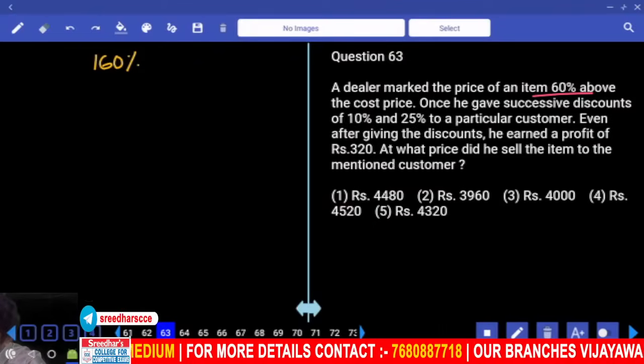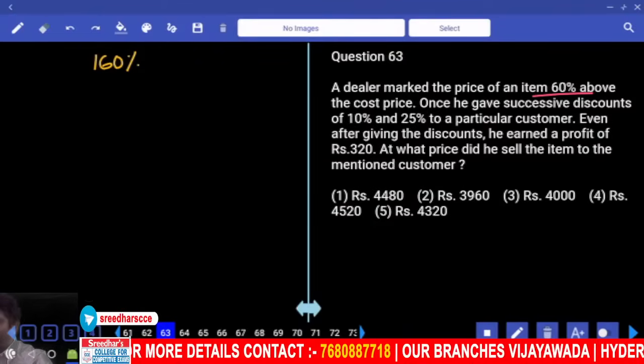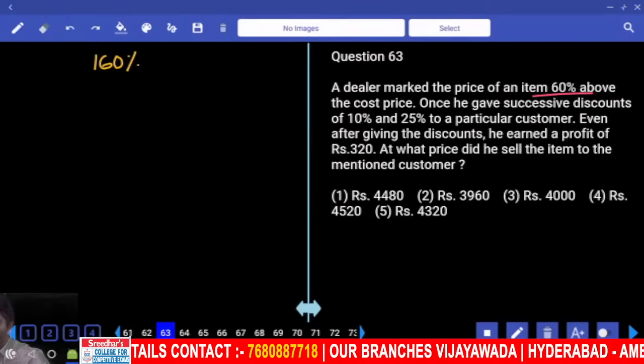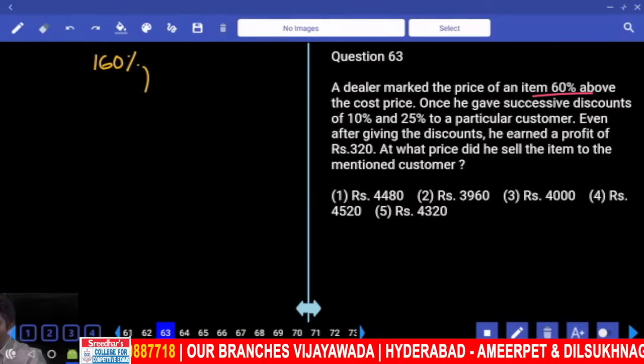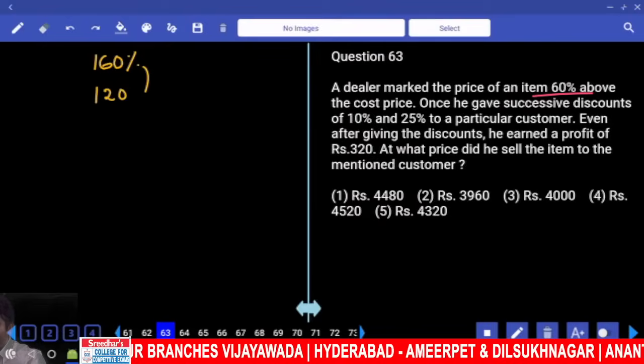Can we change the order? Yes, because in percentage order has no importance. Let's first give 25%, 1/4, 40, 120.